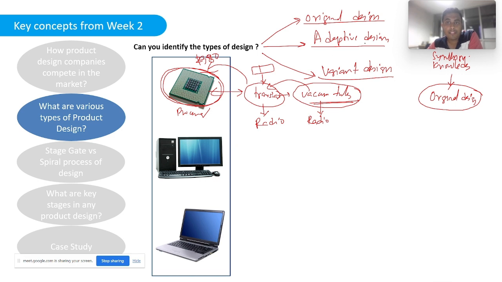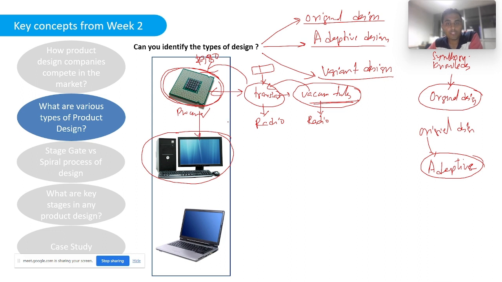Now adaptive design is next. Adaptive design is something which uses original design as a component, or is an adaptation of something already existing. An example can be a PC.